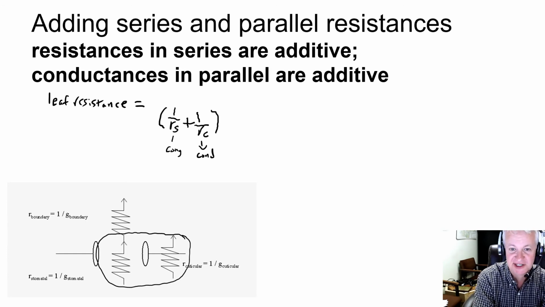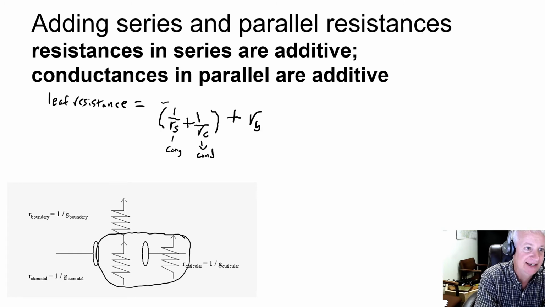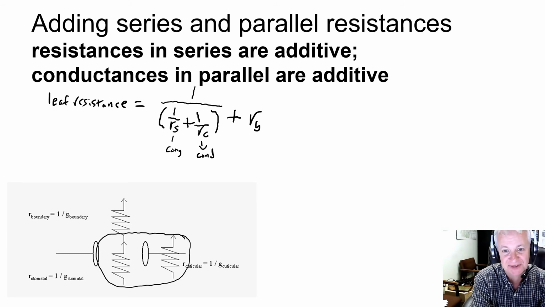But then we want to convert that back. That's then the sum conductance of those two, both cuticular and stomatal components. Because we're then going to add them to the series resistance of boundary layer resistance, we need to turn this back into a resistance. So we then invert that summed conductance and turn it back into a resistance. This then ends up being the formulation for the calculation of the total leaf resistance.